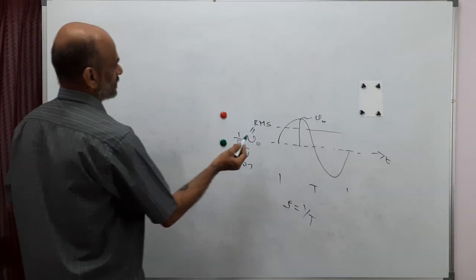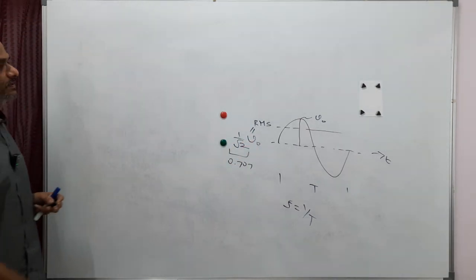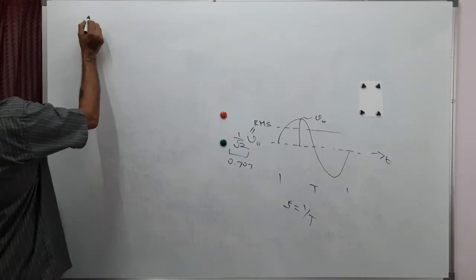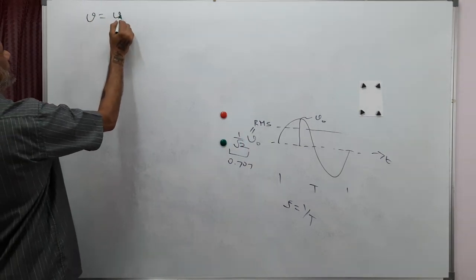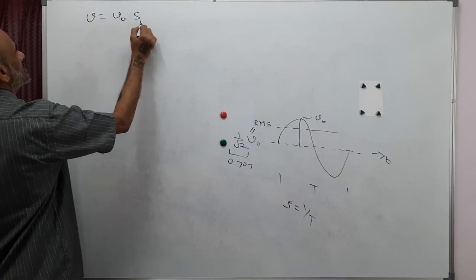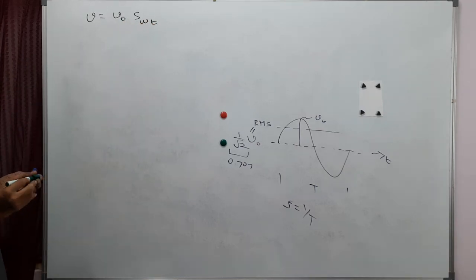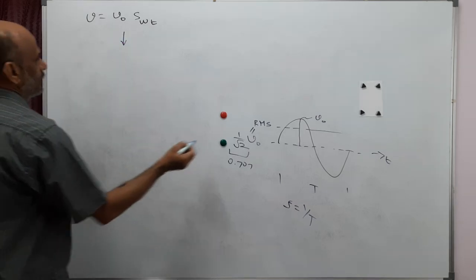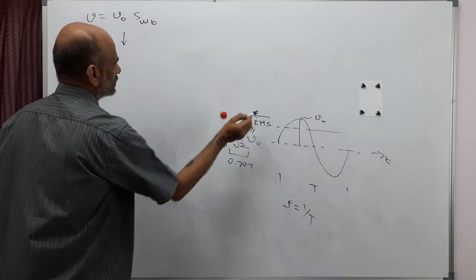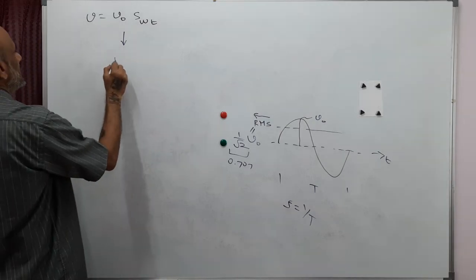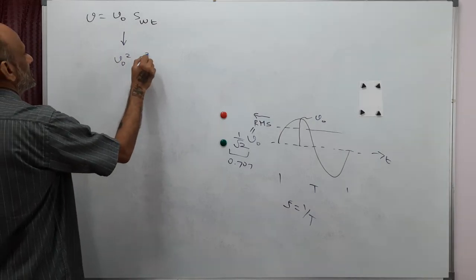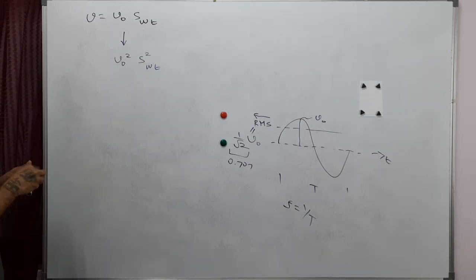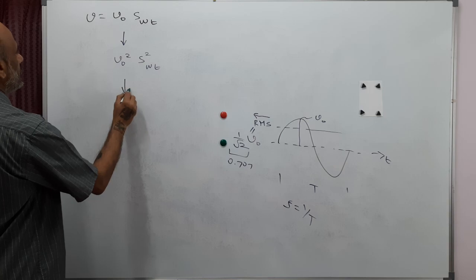RMS means root mean square. So first you have to do the squaring, then do the mean, and then take the root. For example, if you take this voltage variation V equal to V0 sine omega t, I have to go in this direction to find the RMS value. First you have to square. So this will be V0 square sine square omega t. Then you have to find the mean, mean with respect to time.